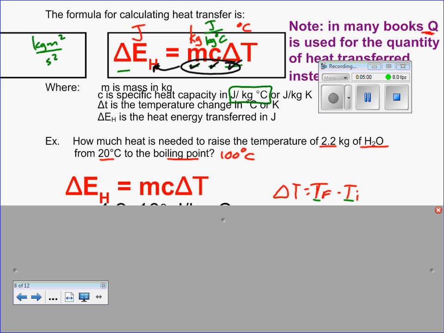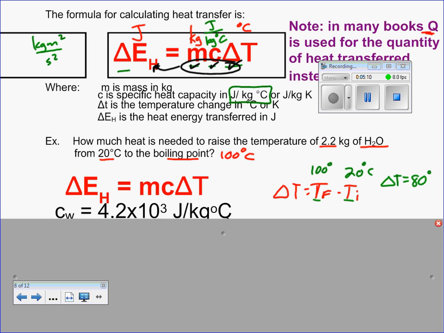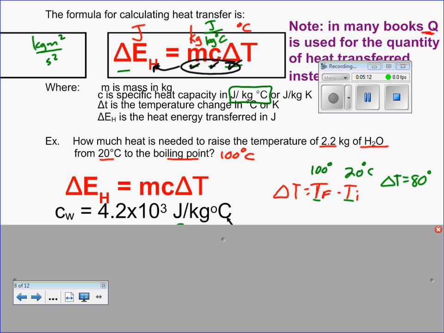And in this case, it's going to be a final temperature of 100 degrees Celsius, an initial temperature of 20 degrees Celsius. So delta T is going to be 80 degrees. You can check that beforehand. There's the heat capacity of water. I believe the textbook gives you a number like 4.18 times 10 to the power of 3. 4.2 times 10 to the 3 is good enough for now.